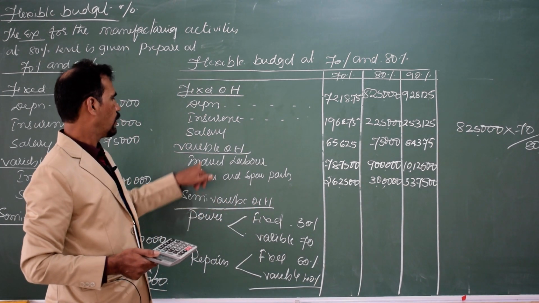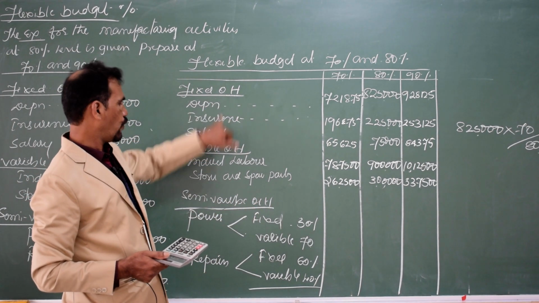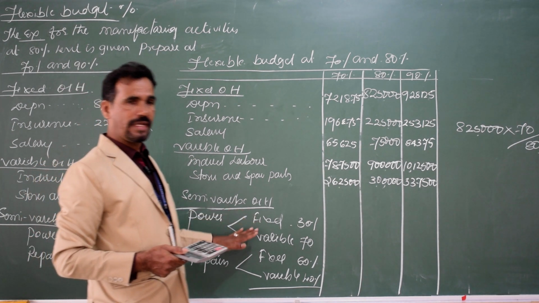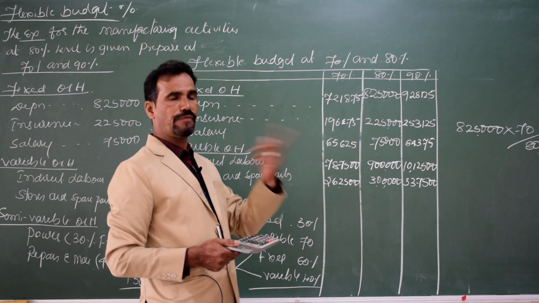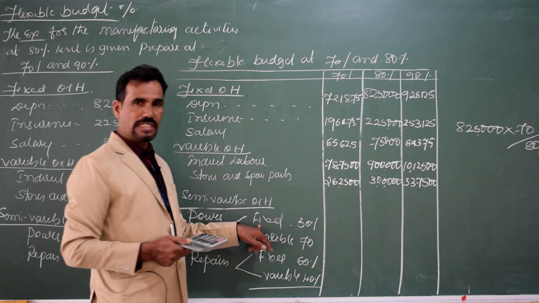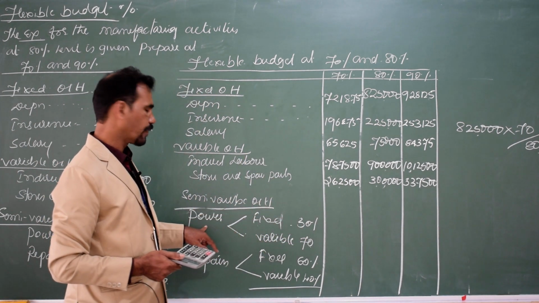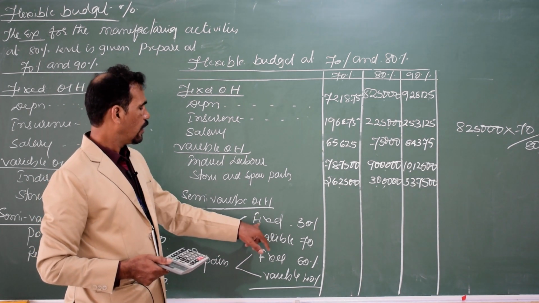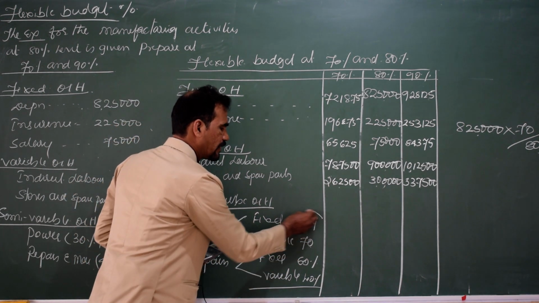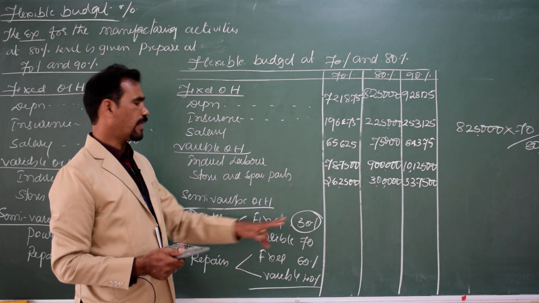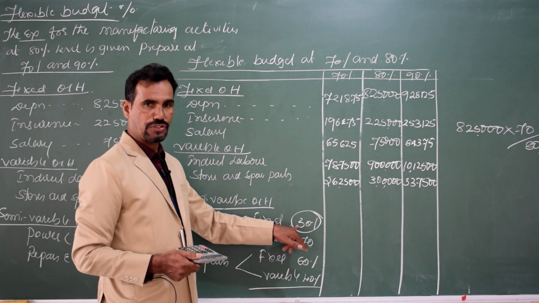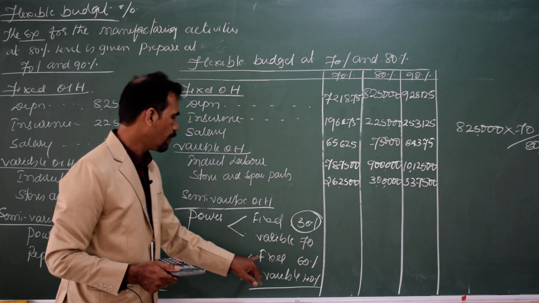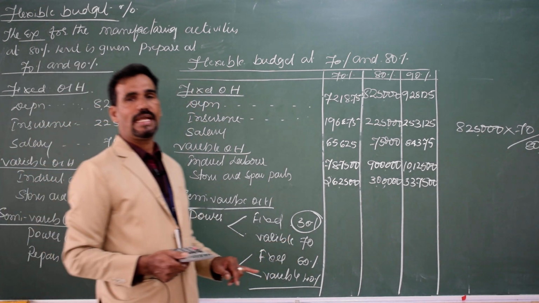Variable overhead and fixed are over. Next, come back to the semi-variable overhead. Semi-variable overheads include both fixed and variable, so some percentage will be fixed and some percentage will be variable. He has given two items, first is power. He has given 30% fixed, which means the remaining 70% is variable. The amount is 15 lakh rupees.